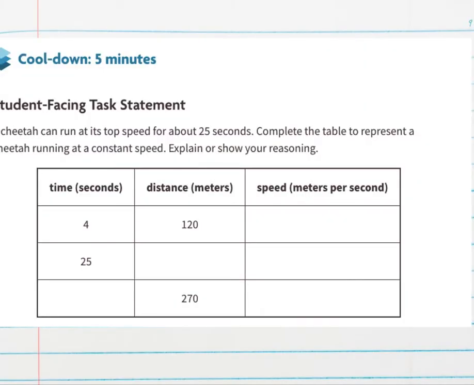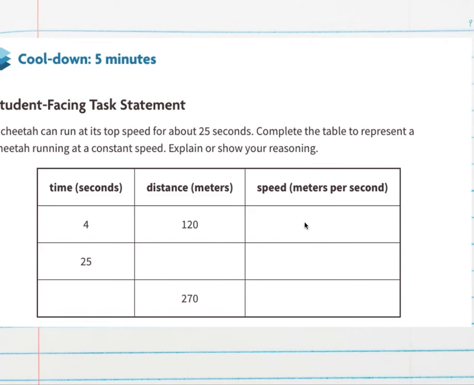Okay, so here's your task. A cheetah can run at its top speed for about 25 seconds. Complete the table to represent a cheetah running at a constant speed. What's the first thing you're going to have to do? The first thing you're going to have to do is find that speed, right?